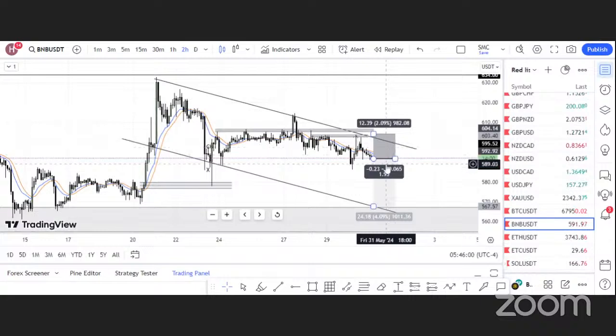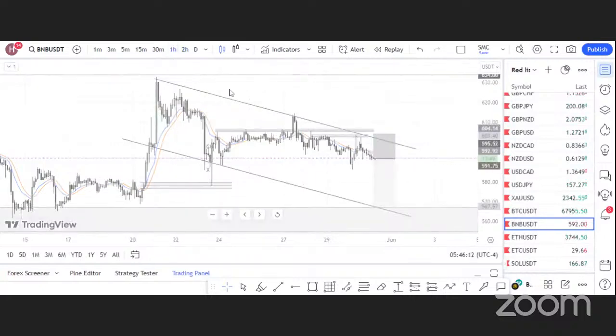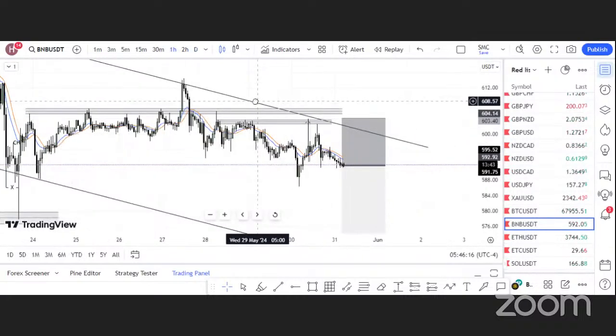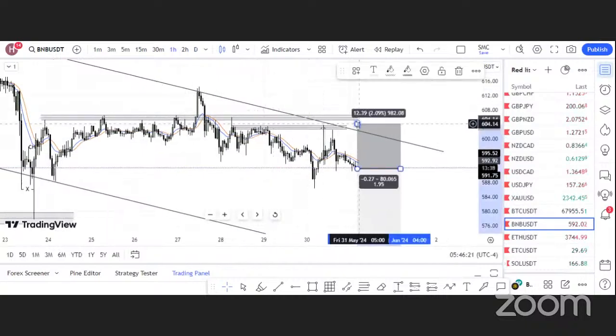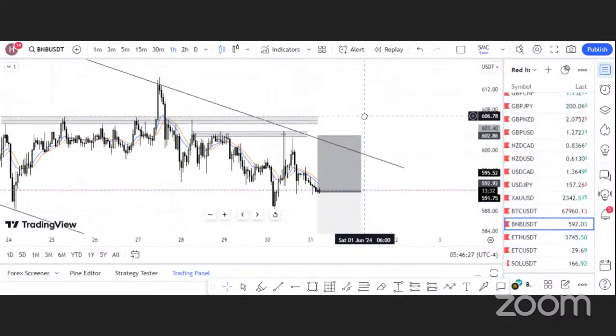So if you have a strong balance, you can open this position. But if you have less than $50, I won't advise you to open the position on BNB USDT. BNB USDT is very volatile, right? BNB USDT is very volatile. Trust me, this is not the kind of trade you want to trade with $10.